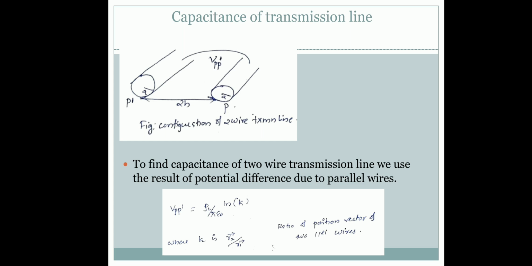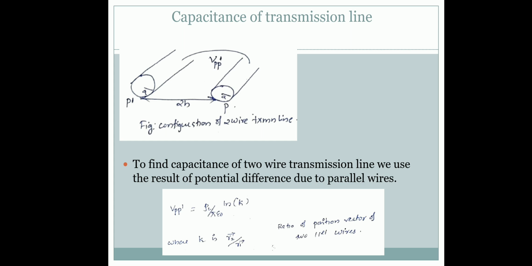So we are taking two parallel wires, and using that result we are going to find the capacitance of the transmission line. For a parallel wire, the potential difference between these two parallel wires is V_pp' equal to rho_L by pi epsilon 0 log of k, where k is the ratio of position vectors of two parallel wires. Position vector of the first line is taken as R1 and the second line is taken as R2. Then the ratio R2 by R1 is known as the k value. Then the potential difference V_pp' equal to rho_L by pi epsilon 0 log of k.